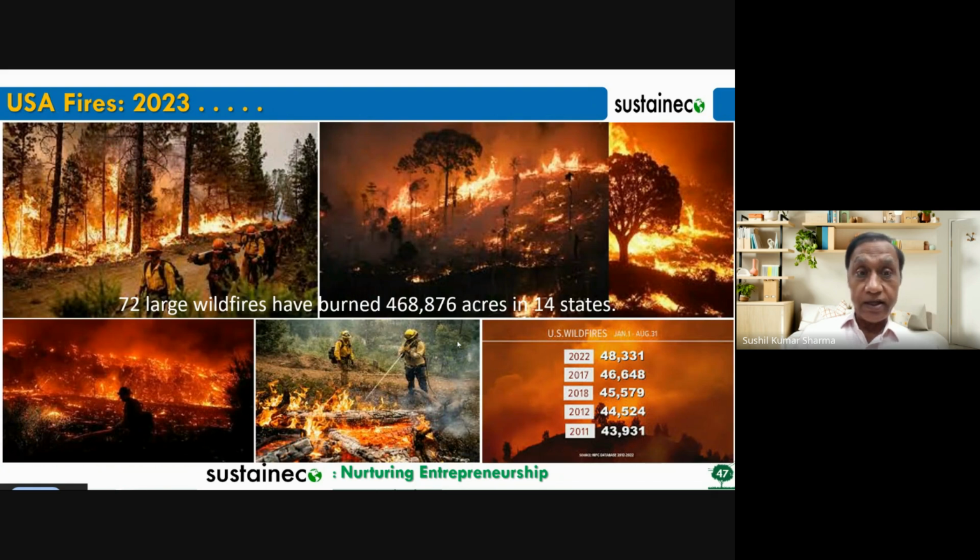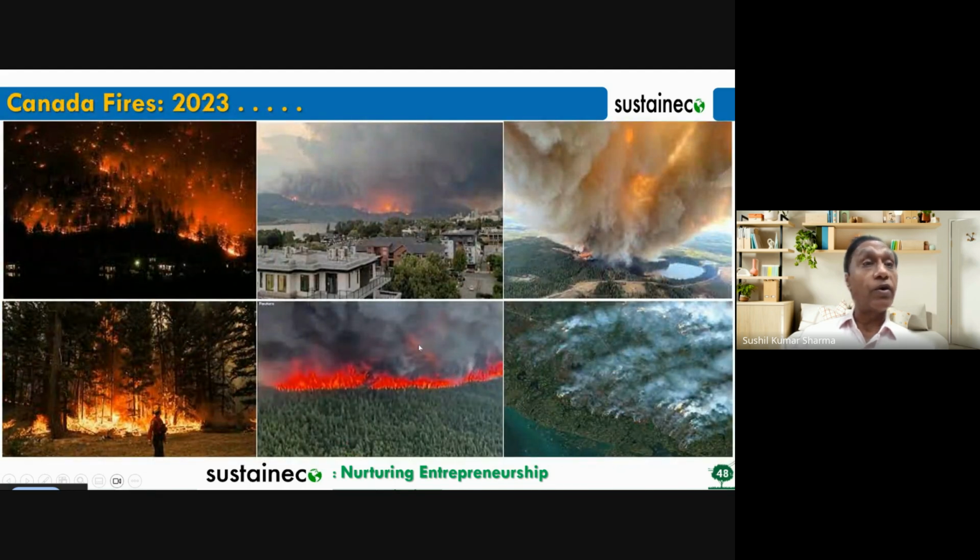These are large fire cases reported from USA during last year. 72 large wildfires have burned 468,876 acres of forest in 14 states in the United States of America. And the statistics given down below in the right corner speak that these fire cases year after year are on increase, thereby threatening the Amazon forests. Canada is also not an exception. Very serious fire cases are being reported and seen year after year on increase in Canada.